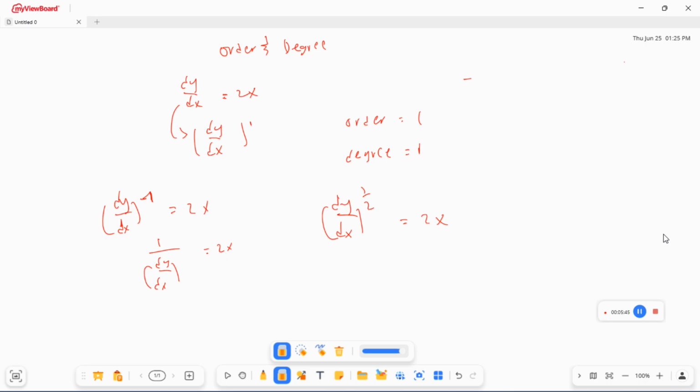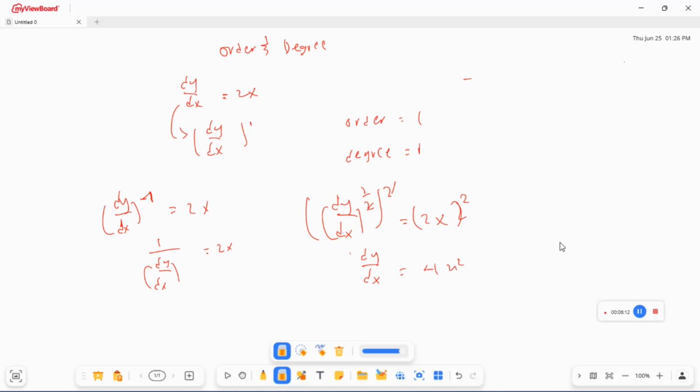So to get the degree now, you have to square both sides, right? You square both sides, so these two cancel, and then we have dy/dx equal to 4x squared. And now we can get the degree of this differential equation to be 1, right? So the idea is that you cannot get the degree of a differential equation if there is a power that is a fraction or a power that is a radical, basically.